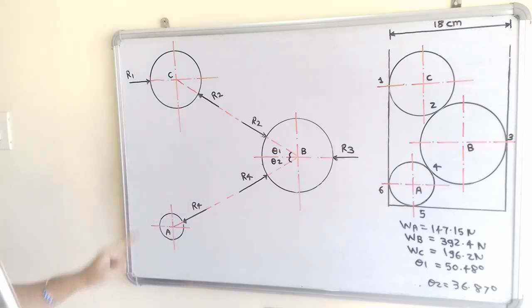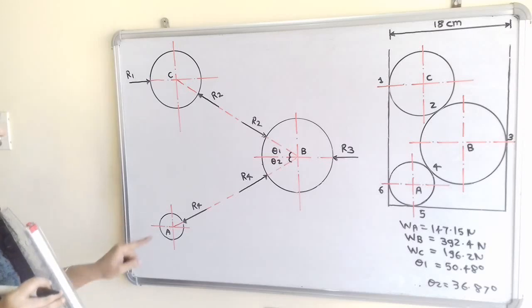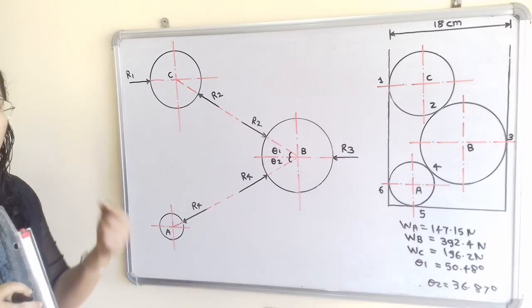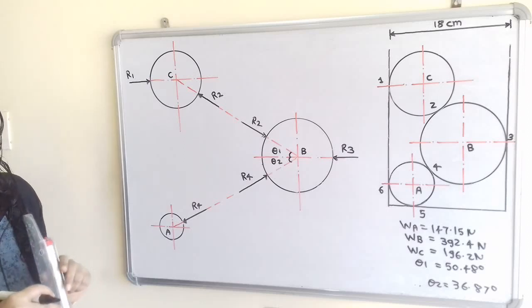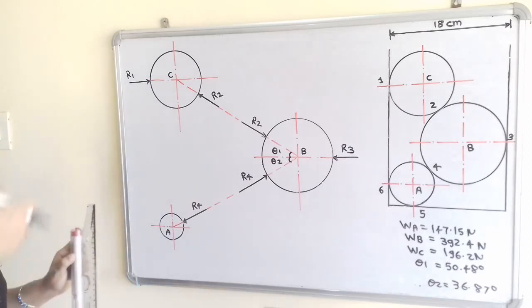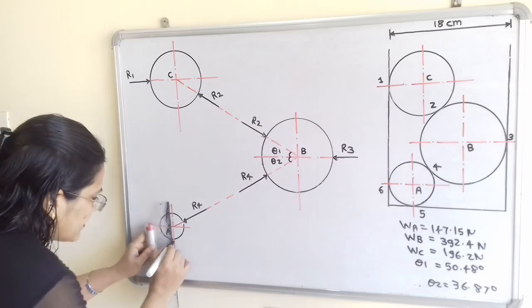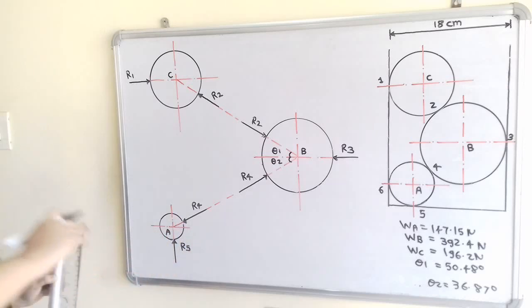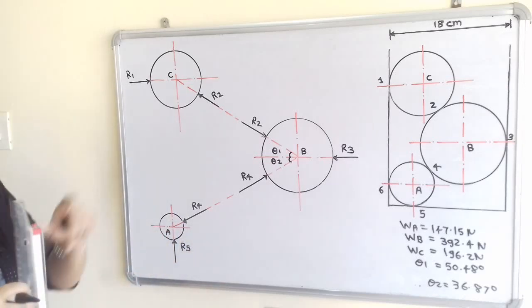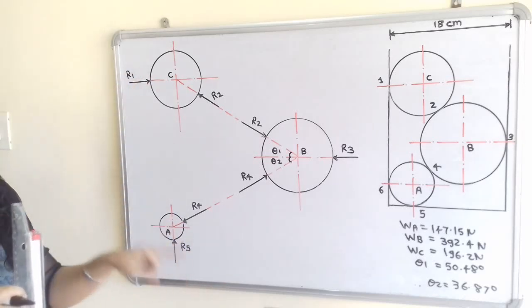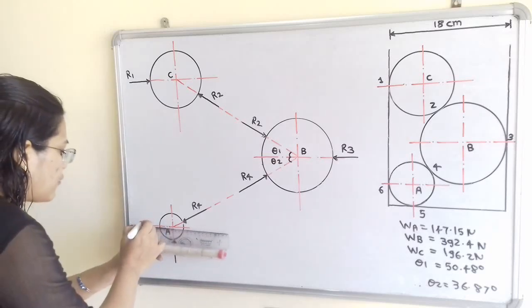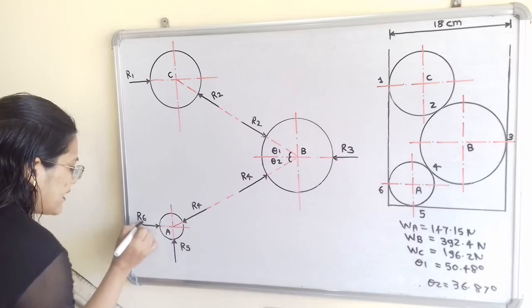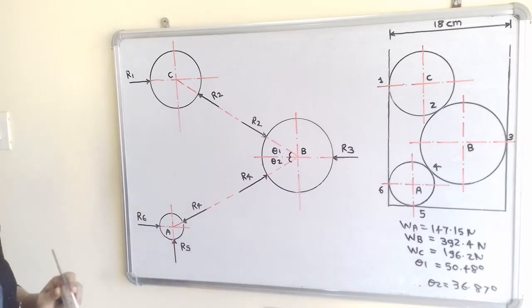Now this cylinder A is in contact with horizontal surface at point 5. So we have to show reaction perpendicular to the surface, that is in vertical direction, and direction is towards the cylinder A. So here it is R5. And we have to find out the R6 where the cylinder A is in contact with vertical surface. So we have to show horizontal reaction force and it is R6. Now this R6 we have to find out.